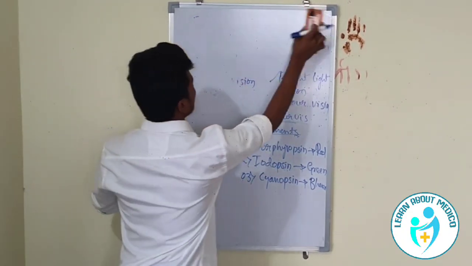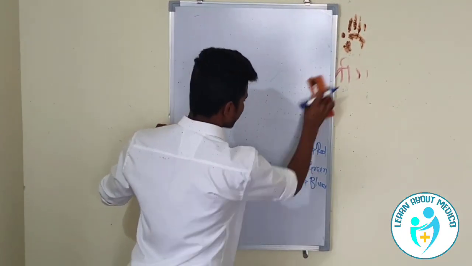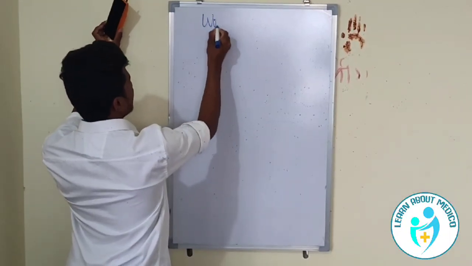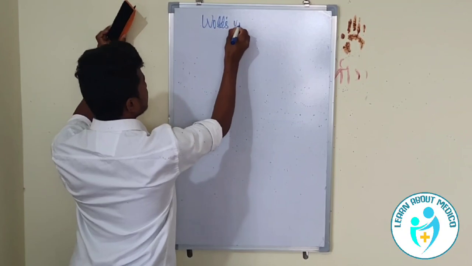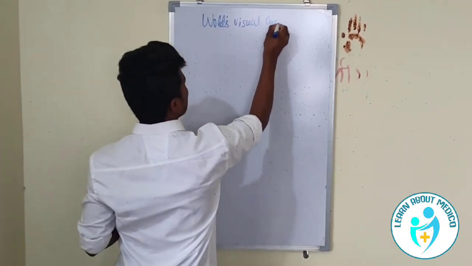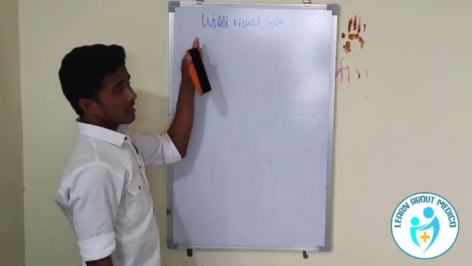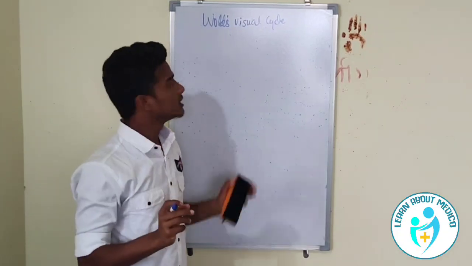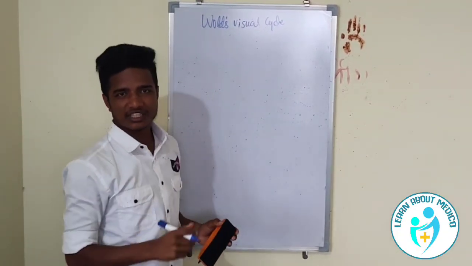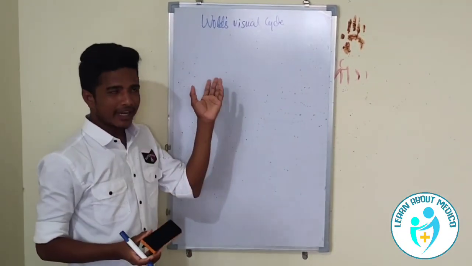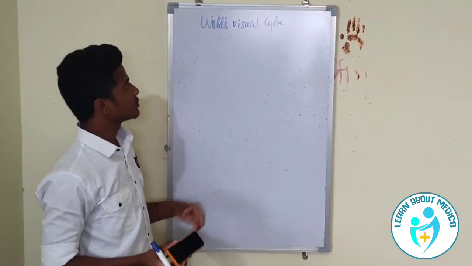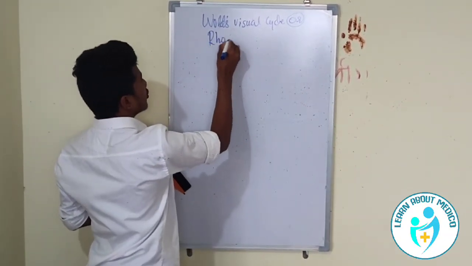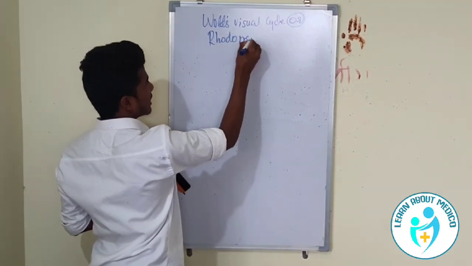After this, we move on to Wald's visual cycle. The name Wald is the name of the scientist, George Wald, who discovered this cycle. That's why it is named Wald's visual cycle. This is also called the rhodopsin cycle.